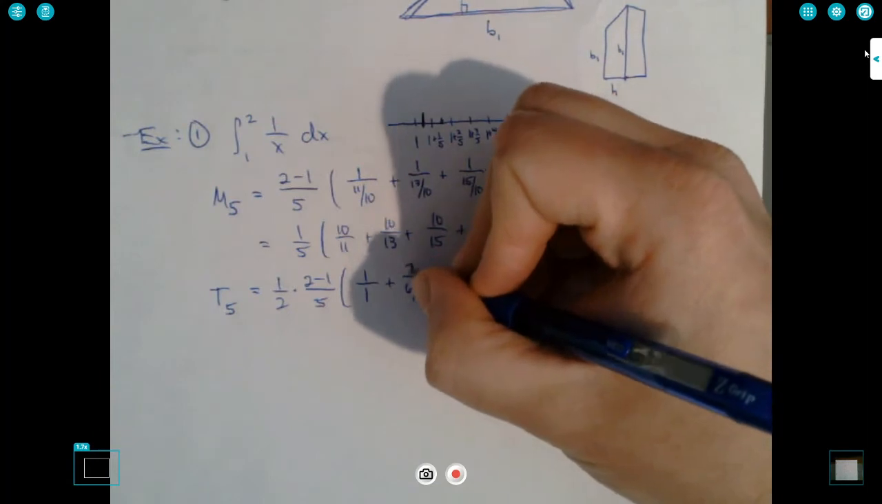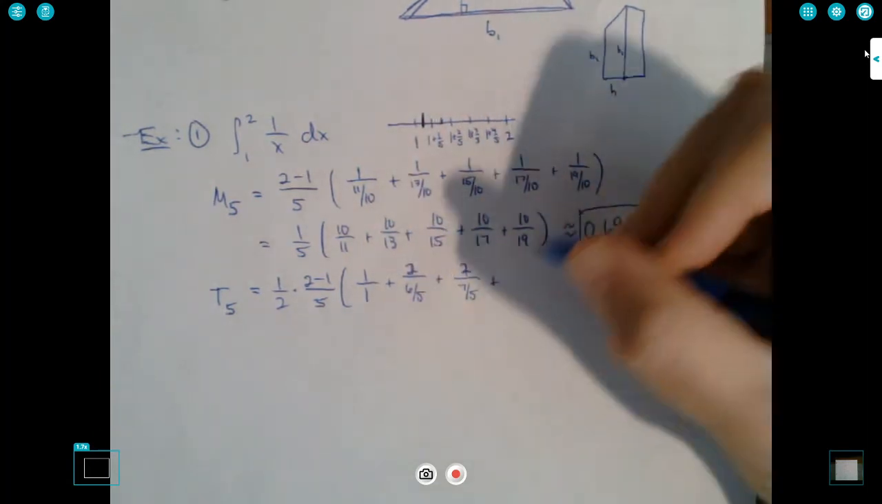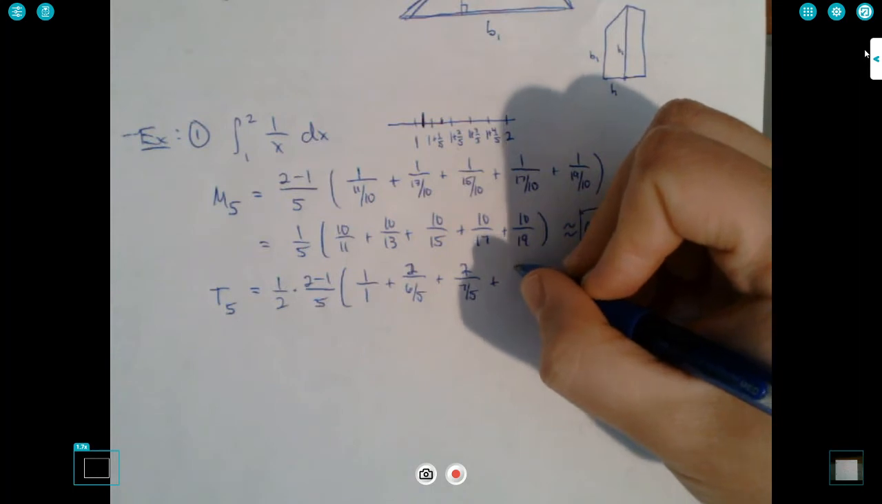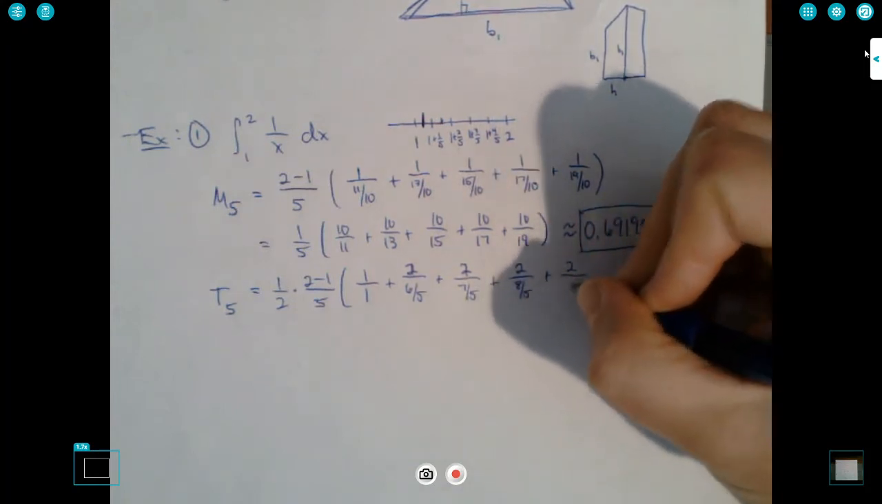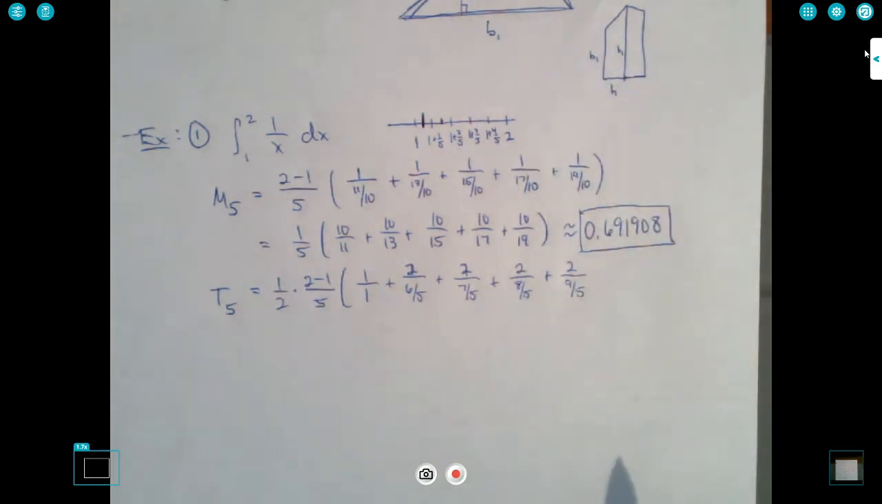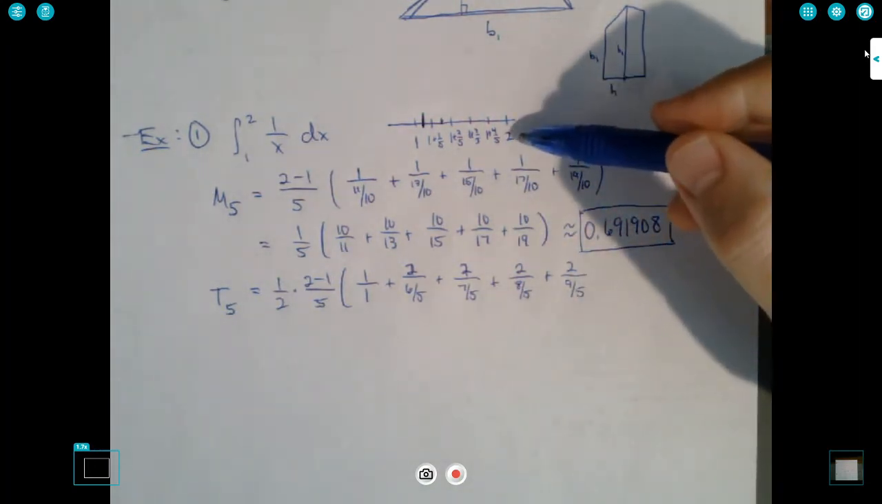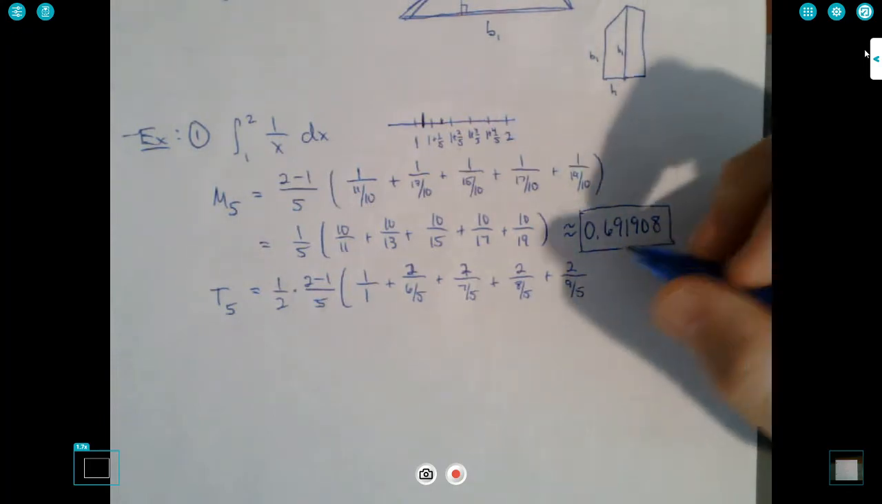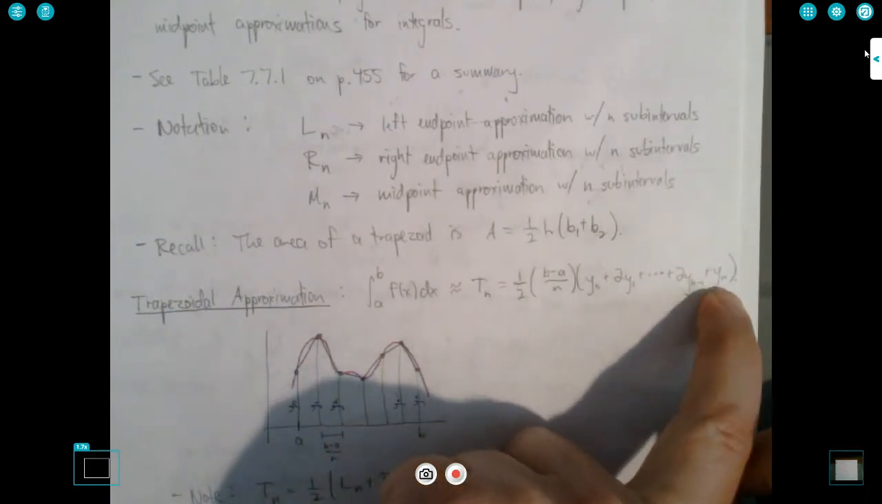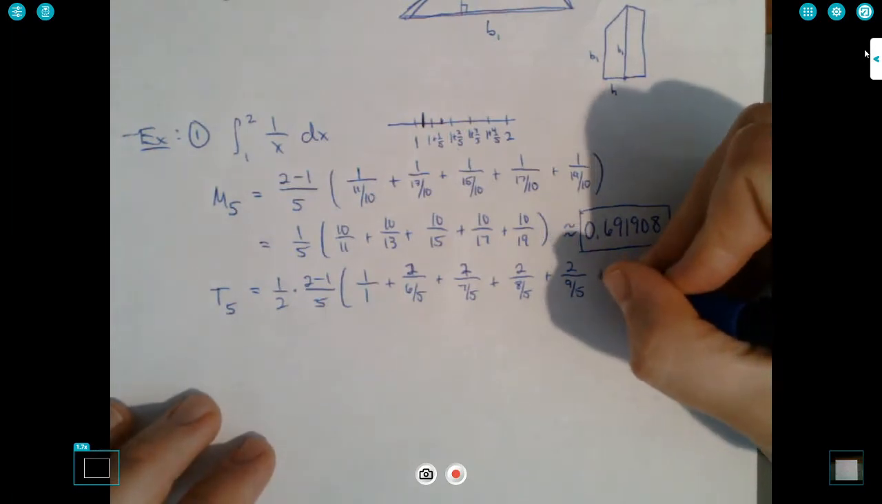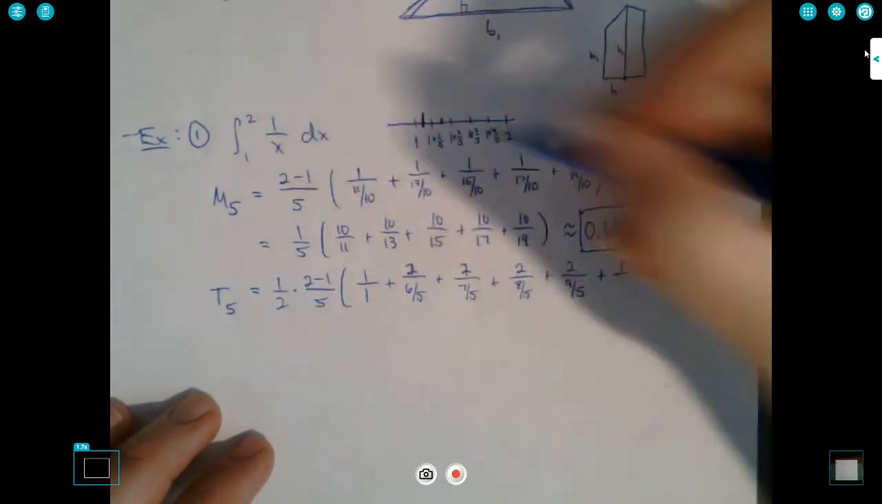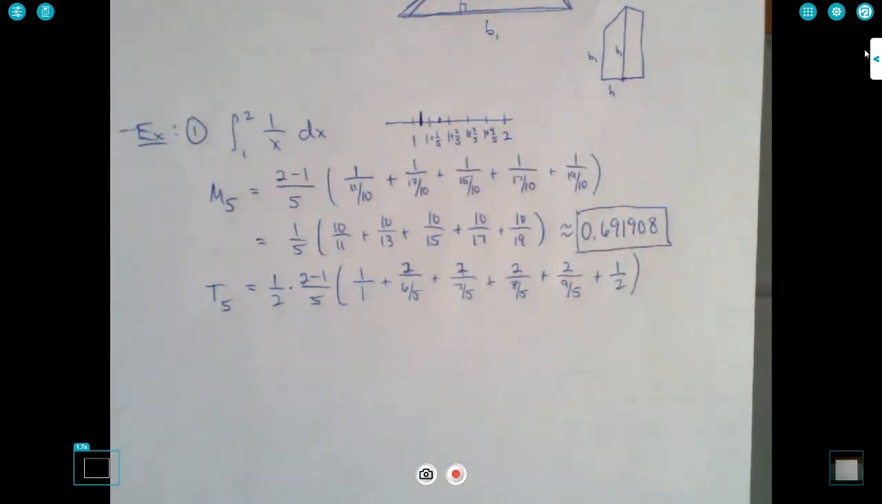Oh, I'm sorry, I've got to double these ones, too. Plus 2 times 1 over 8/5, plus 2 times 1 over 9/5. And then when I get to 10/5, I'm at my other endpoint, and that one I do not double. I only double the ones in the middle. So I'm just going to say plus 1 over 2, because then I've gotten to the end.